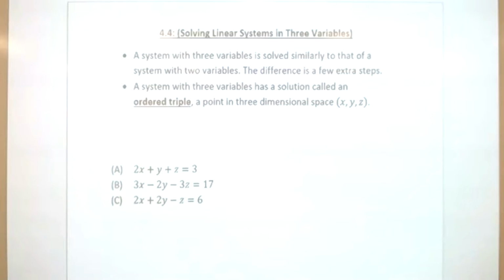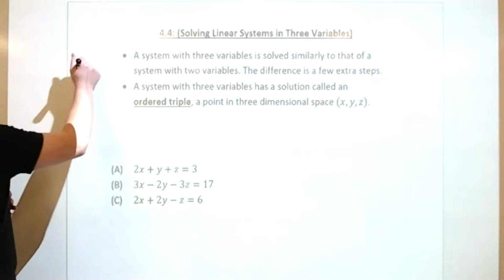4.4, which is solving linear systems again, but this time it's going to be in 3 variables. So the last 2 sections, we were solving systems where there were just 2 equations, and the only variables in those 2 equations were x and y, which we're very familiar with, right?